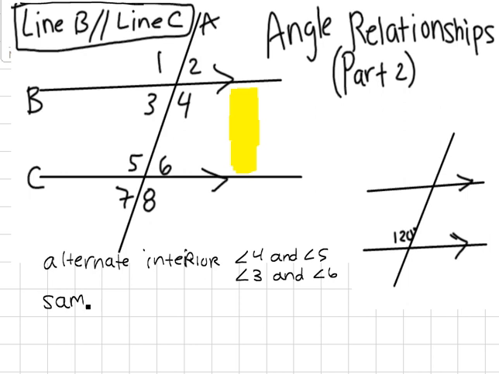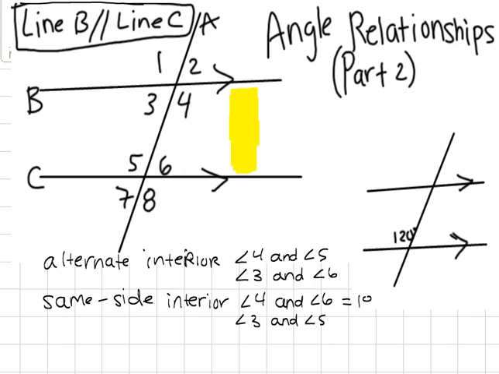We also have an angle relationship called same side interior. Instead of being on alternate sides of the transversal, they are exactly what the word says. They are on the same side. So the same side interior angles would be angle 4 and angle 6 and angle 3 and angle 5. Those angles, when you add them, equal 180 degrees. So they will be supplementary.